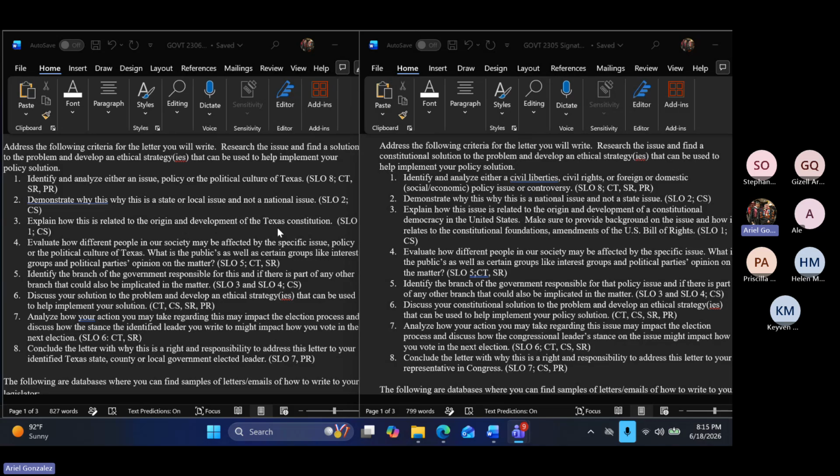Explain how this is related to the origin and development of the Texas Constitution, and then explain how this issue is related to the origin and development of constitutional democracy. So you see how it's pretty much the same here. Just again, we're focusing on Texas here, and then we're focusing on the federal government. So for federal, of course, you would talk about how, like I mentioned, border security is related to the Constitution because, again, I mentioned before how it's mentioned in Article 1, Section 8 as belonging to Congress's job description.